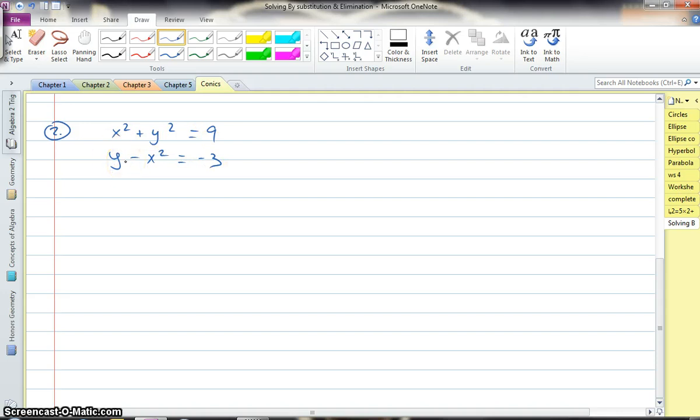So I'm going to use substitution just to show you guys the other method. However, you could line these up and eliminate. So if you want to try it that way, make sure you get the same solution. Feel free. But I'm going to do substitution.